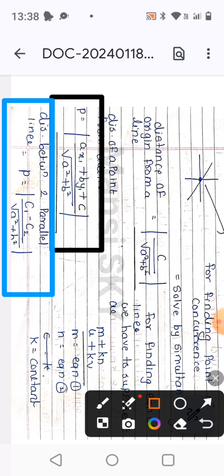Then the distance between two parallel lines. How to find the distance between two parallel lines? The distance between two parallel lines is modulus of c1 minus c2 divided by under root of a square plus b square. So this is the formula for finding the distance between two parallel lines.